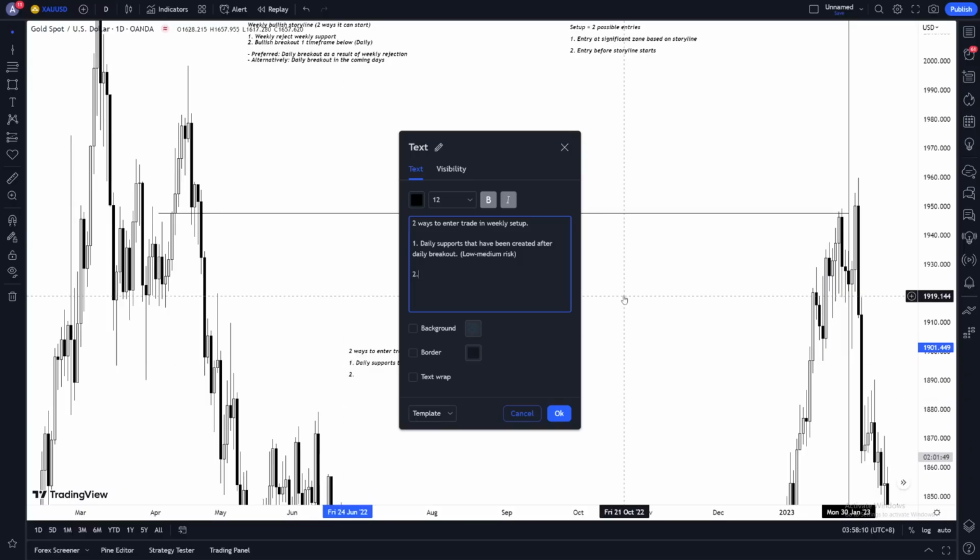Second way is what? It's a setup we're talking about. Okay, so this is already confirmed as a weekly bullish storyline. Why? Because it's a daily breakout, right? But the second way, there's no confirmed storyline. You want to get a trade in early.